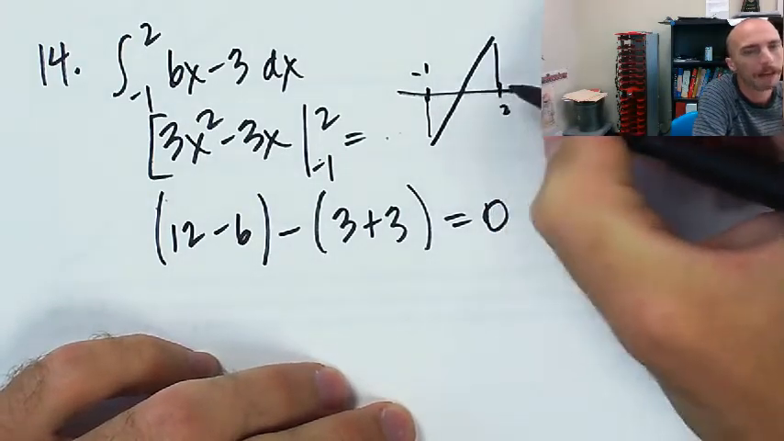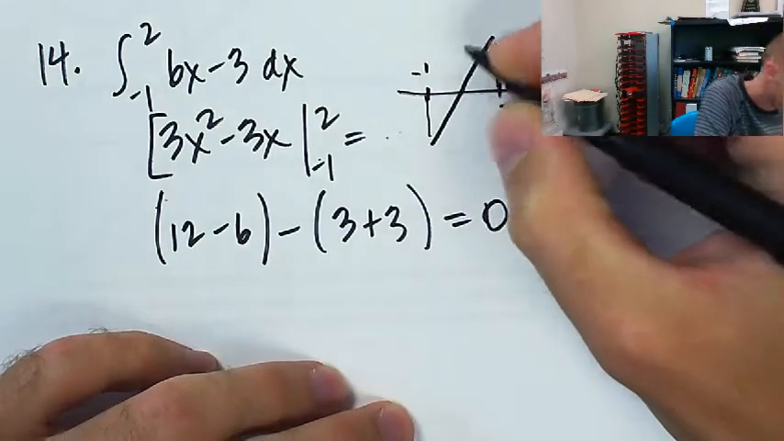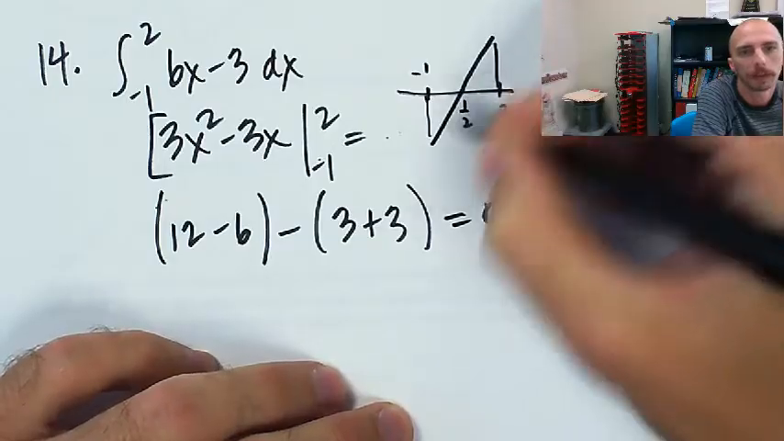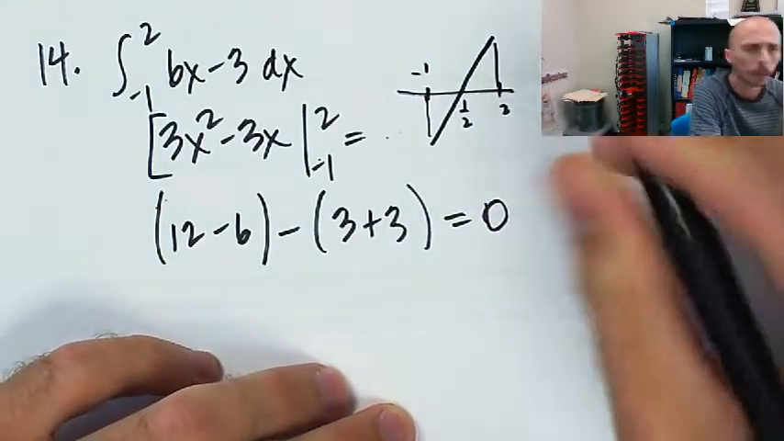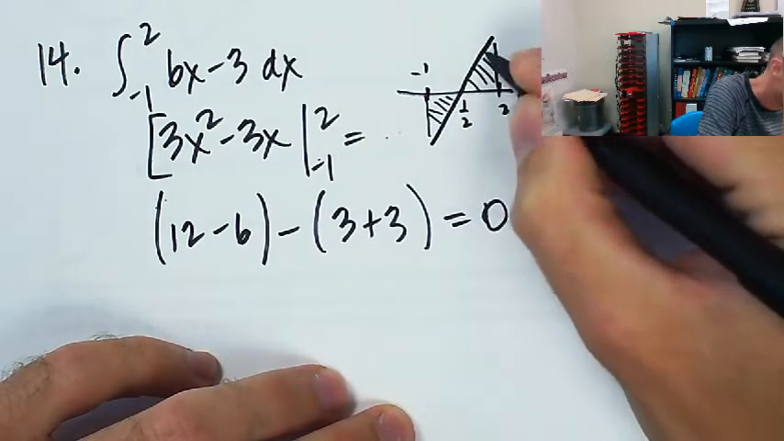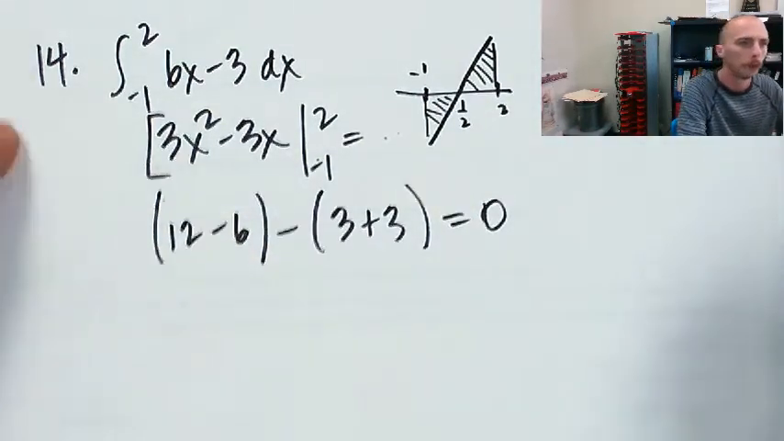What actually happened there is that halfway between -1 and 2 is x equals 1/2, which happens to be where the x-intercept of this line is. So that's why it ended up being 0, right? It's because this amount of area here was equal to that amount of area there. Okay.